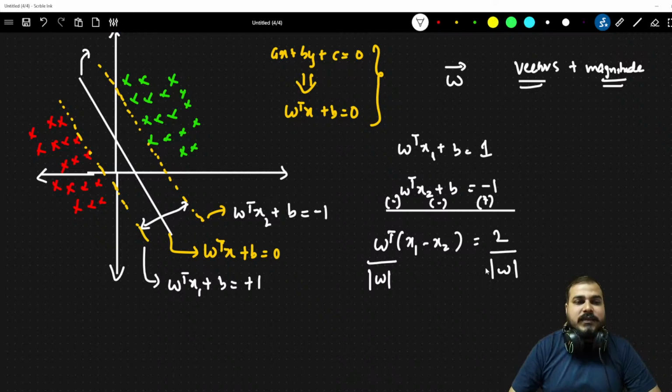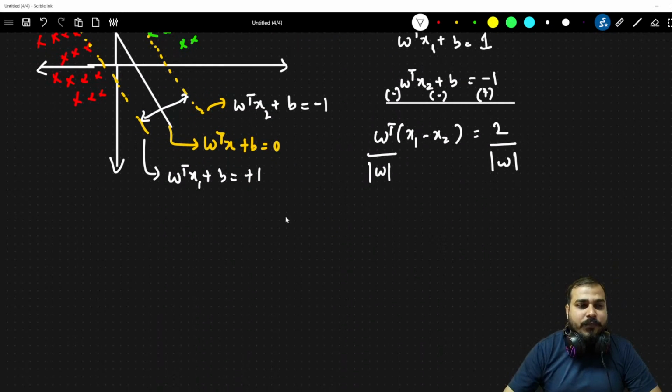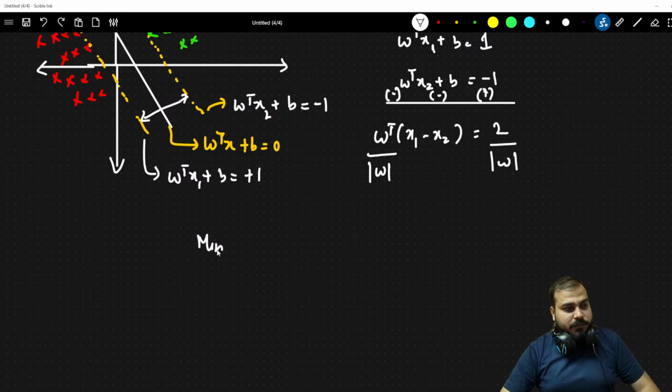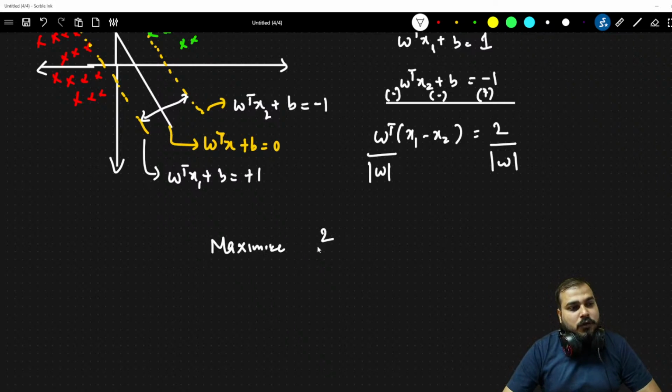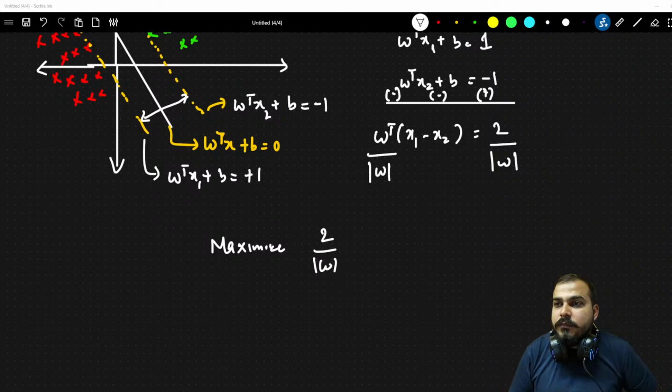Now, when I write like this, what is our aim? Can I say our aim is to maximize 2 by the magnitude of W? Can I say this, guys? Yes or no?